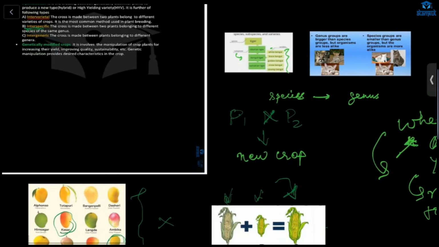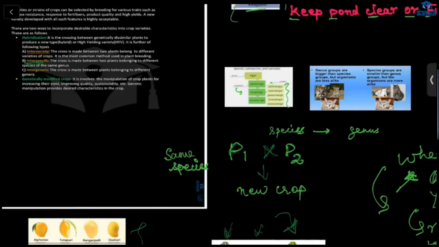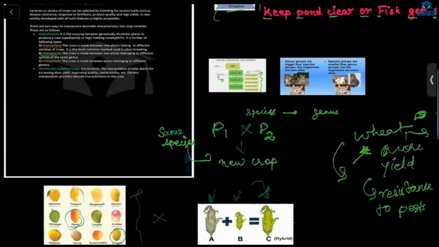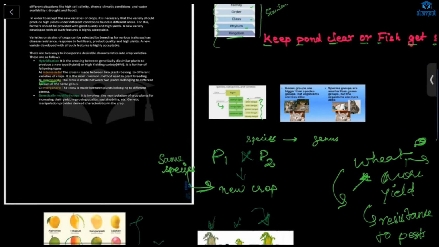And this is the same species, okay? Parent one and parent two belong to the same species. From this we are getting a new crop, right? That is our interspecific hybridization, okay?